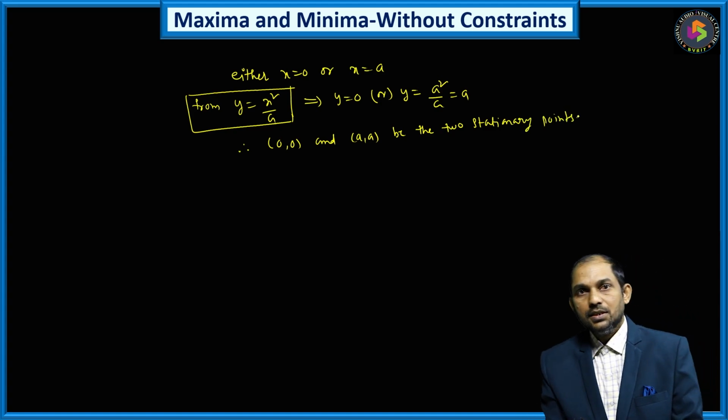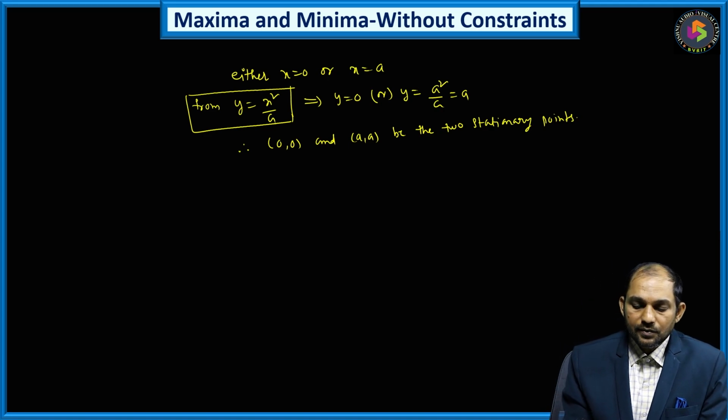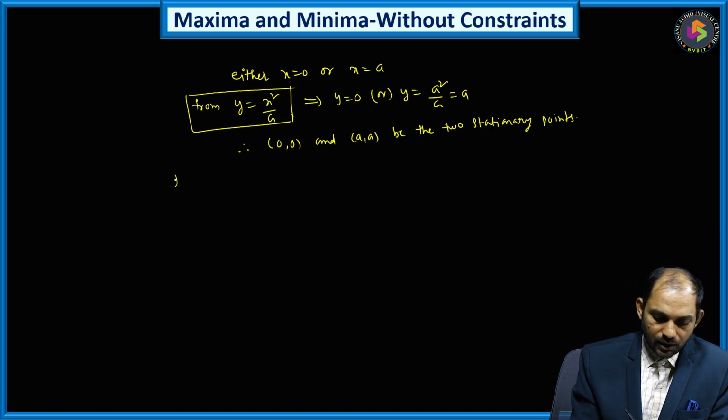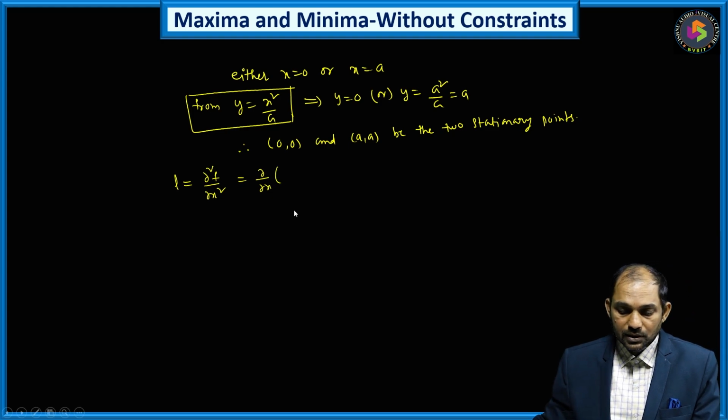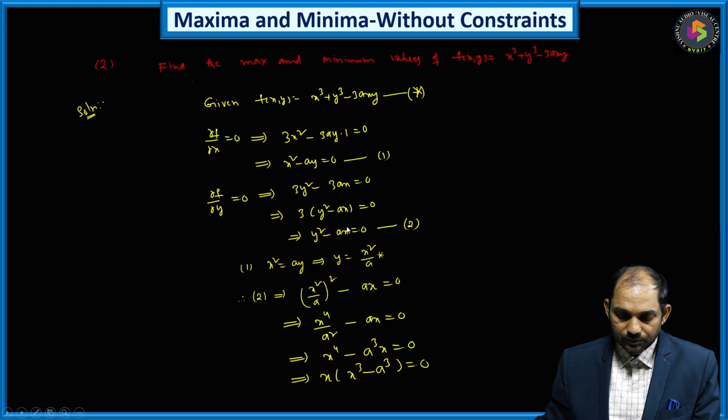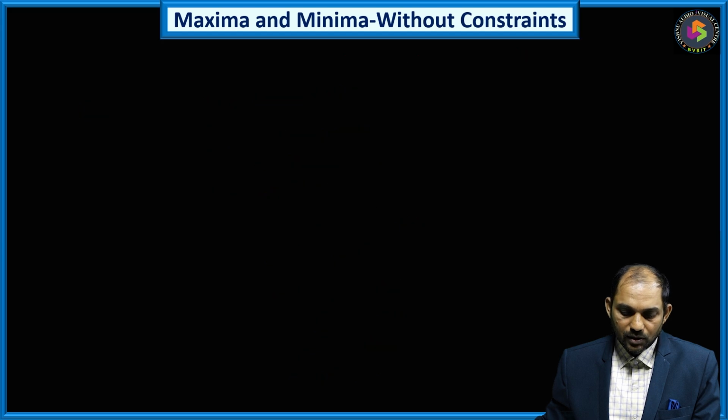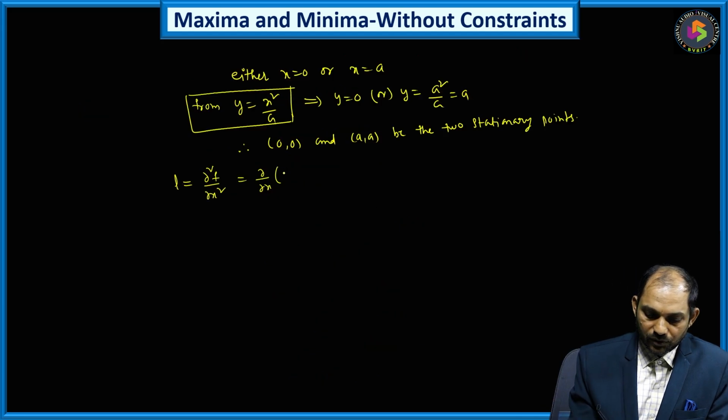Now, at each and every stationary point, we have to compute the sign of ln minus m square. Now, let us take the definition of l. Dou square f by dou x square is nothing but dou by dou x of dou f by dou x. From equation 1, we have x square minus ay as dou f by dou x.